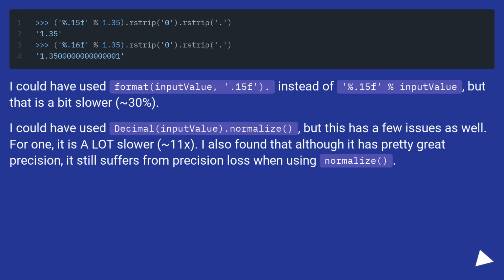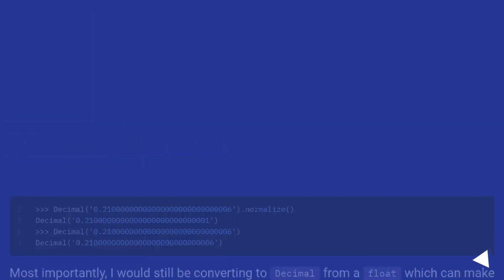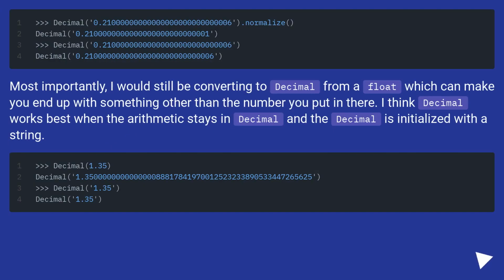I could have used Decimal(input_value).normalize(), but this has a few issues as well. For one, it is a lot slower. I also found that although it has pretty great precision, it still suffers from precision loss when using normalize. Most importantly, I would still be converting to Decimal from a float, which can make you end up with something other than the number you put in there.